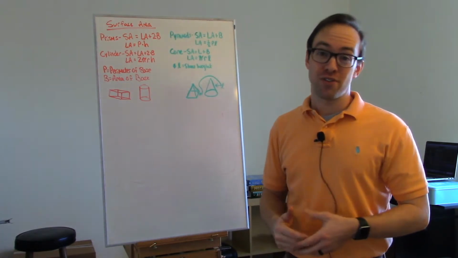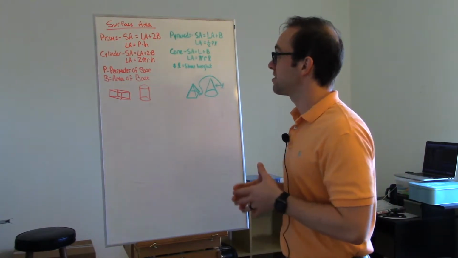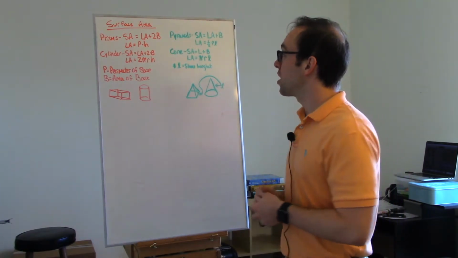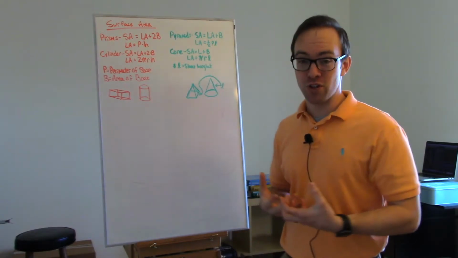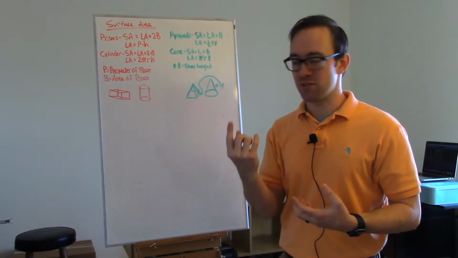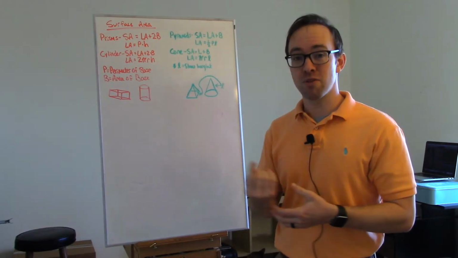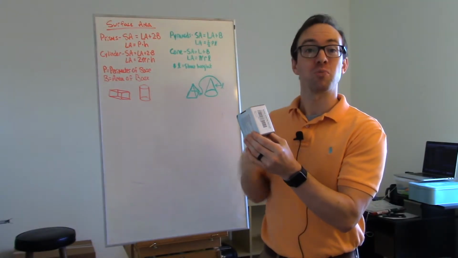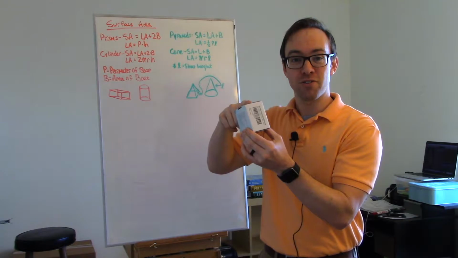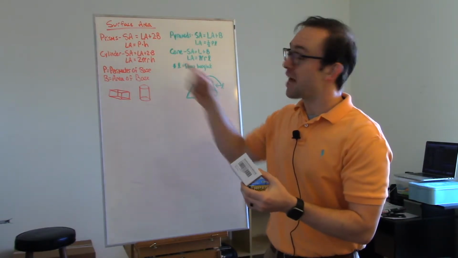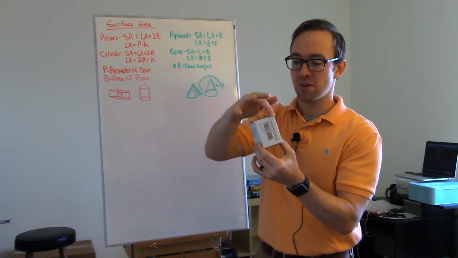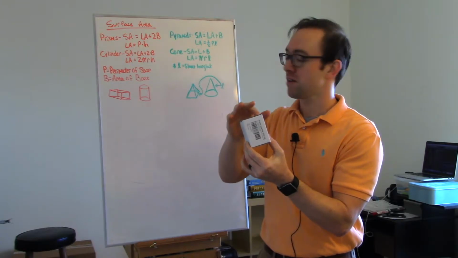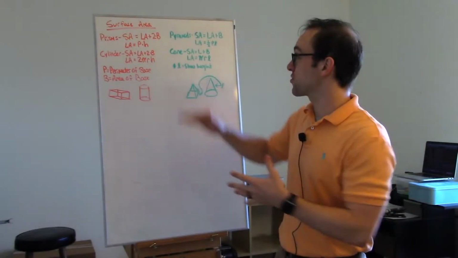So for prisms, the surface area of a prism is the lateral area plus 2 times the area of the base. And then the lateral area, the area around the three-dimensional prism, is the perimeter of the base times the height. The lateral area plus 2 times the area of the base. The lateral area, okay, is the perimeter times the height.